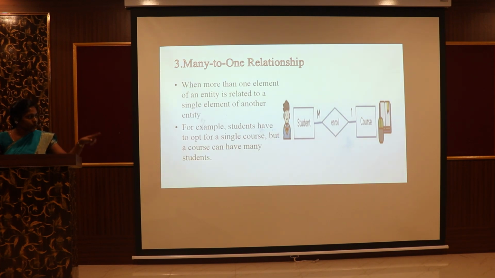Student is an entity, course is an entity, but the difference is many students enroll in one course. And enroll is a relationship between the student and the course, which is mentioned in a diamond.